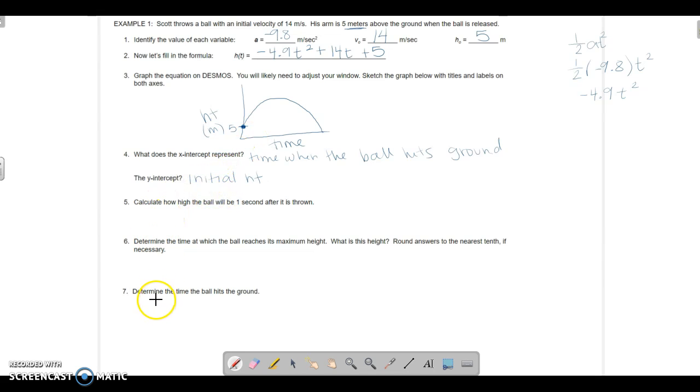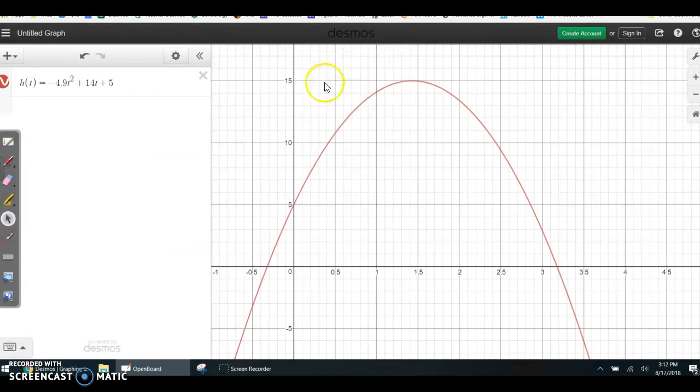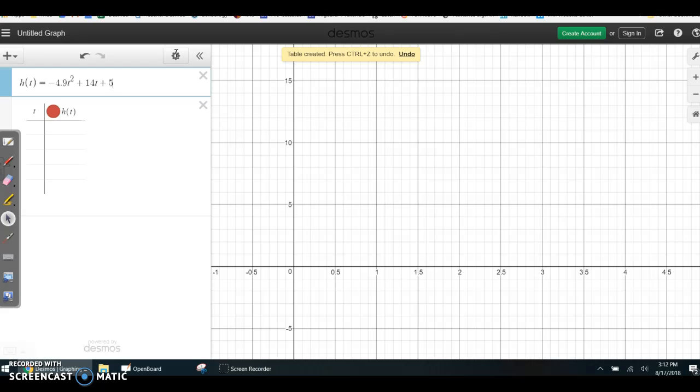Now for the rest of this, we can figure out everything from Desmos. So calculate how high the ball will be 1 second after it's thrown. Using Desmos, it's not too hard to do this. We want to figure out exactly what my output is when my input is 1, when my time is 1 second. So if you remember, one option is you can take this list, turn it into a table, and what we want to do is plug in 1. So if I type in 1 here, is it going to let me? Let's see. You know what we should do?